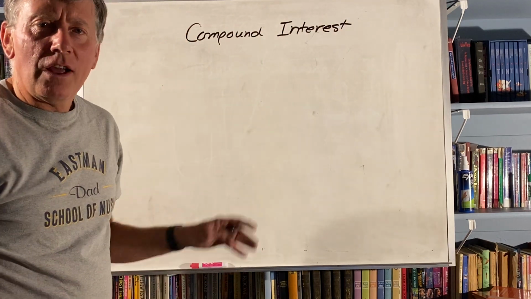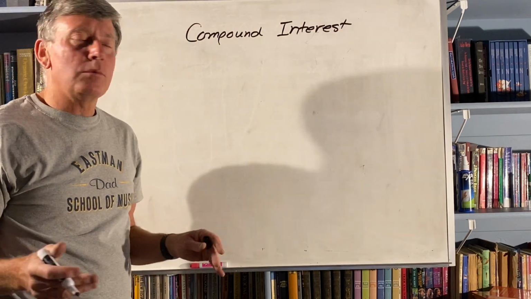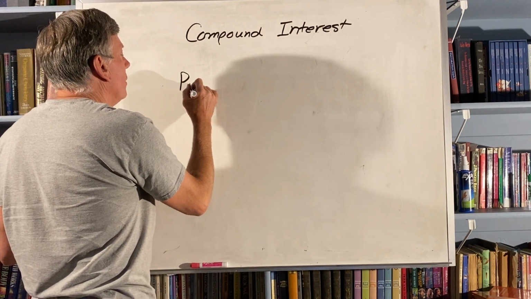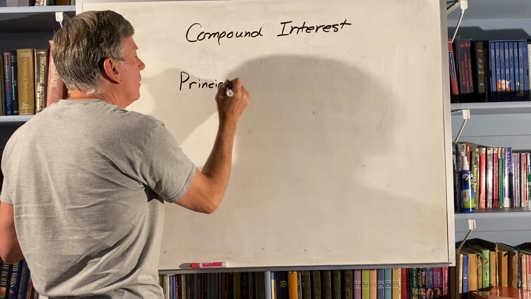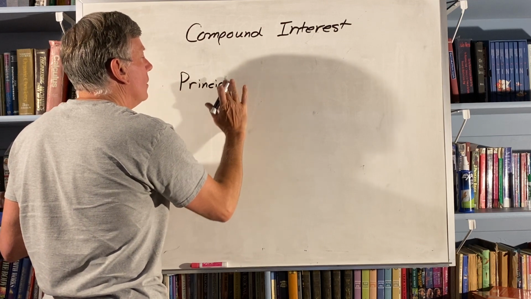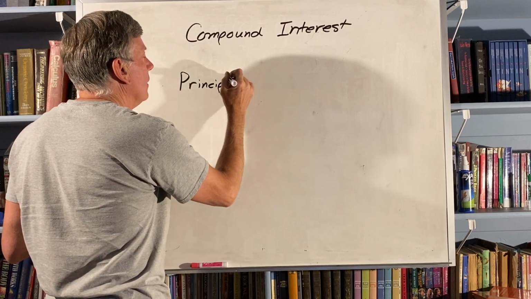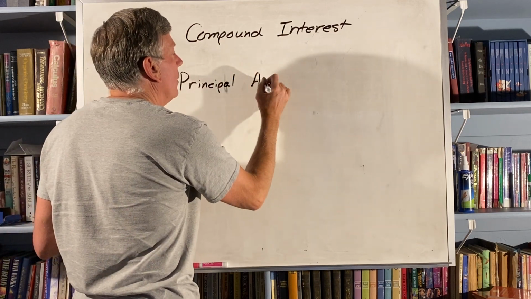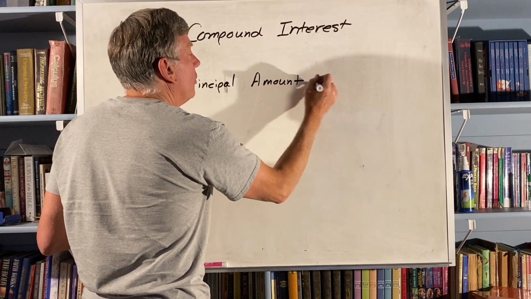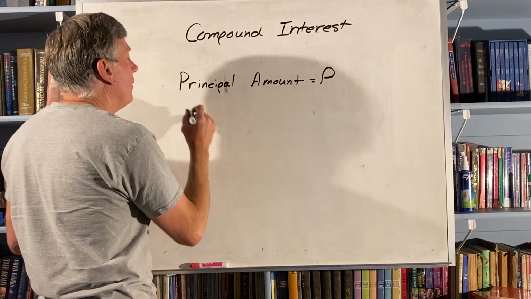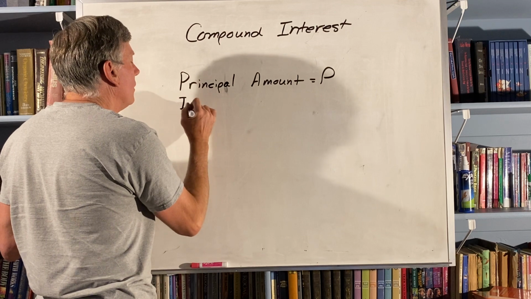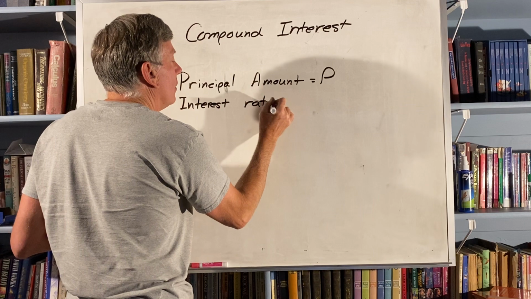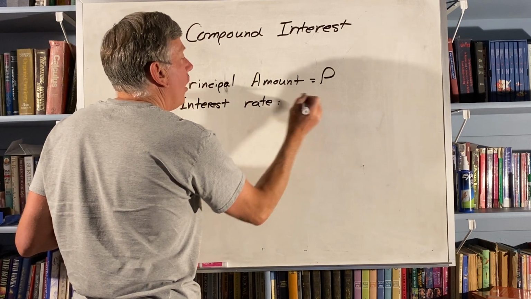Compound interest is not so common anymore. It used to be how things were done. You would have your principal amount. Let's see, is that AL or LE? I think it's AL, principal amount. And that would be P. Then you have your interest rate, and that would be R.